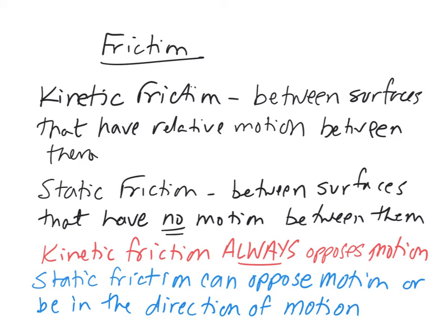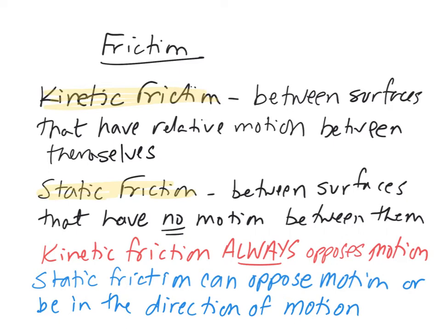So there's kinetic friction and there's static friction. Okay, so kinetic friction is a friction between two surfaces that have relative motion between themselves. Sorry, I didn't finish that word. Between themselves. Static friction is friction between surfaces that have no motion between them. So static, think of two things that aren't moving, but there's still friction between them.